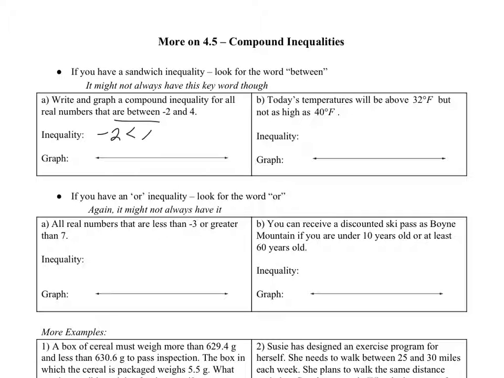-2 is less than x is less than 4. So you want to have an open dot at -2 and an open dot at 4, and you're going to shade in between.